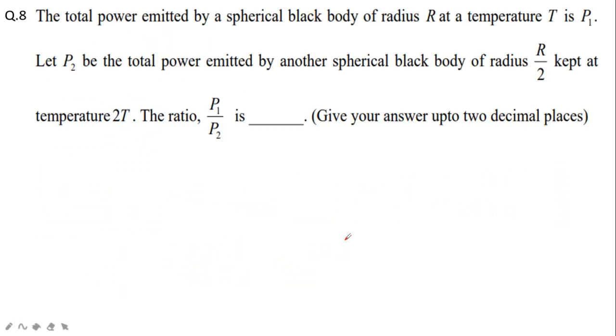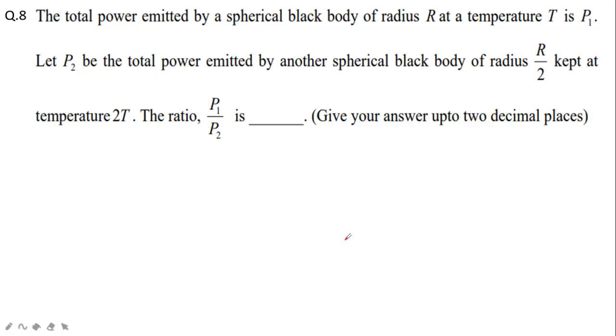Moving ahead, question number 8 is this one. The total power emitted by a spherical black body of radius r at a temperature T is P1. Let P2 be the total power emitted by another spherical black body of radius r by 2 kept at temperature 2T. The ratio P1 over P2 is.